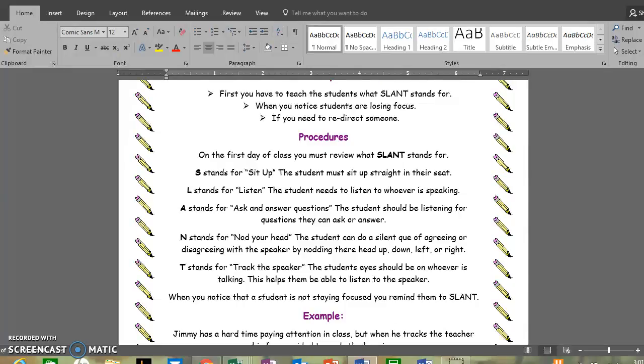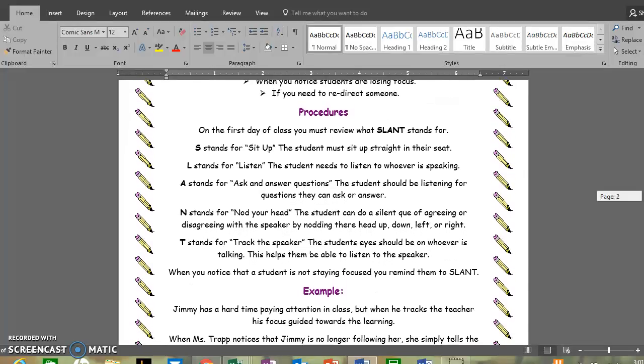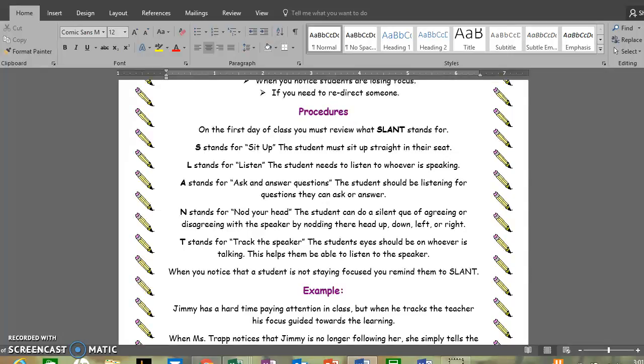So the procedures, I've repeated this a few times, but on the first day you must review what SLANT stands for. If you have a new student, tell them this is what we do. We SLANT. We sit up, listen, ask and answer questions, nod our heads, and track the speaker. So when the students hear SLANT, they know they have to sit up straight in their seat and they have to listen to whoever's speaking. Now, it doesn't mean they have to instantly start asking or answering questions.